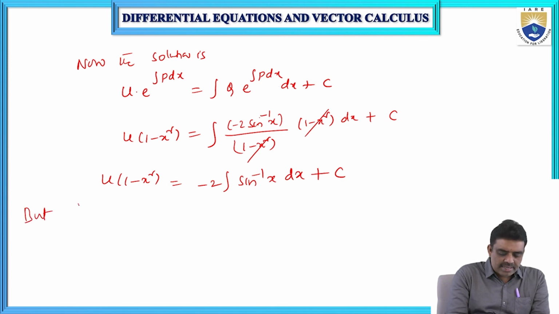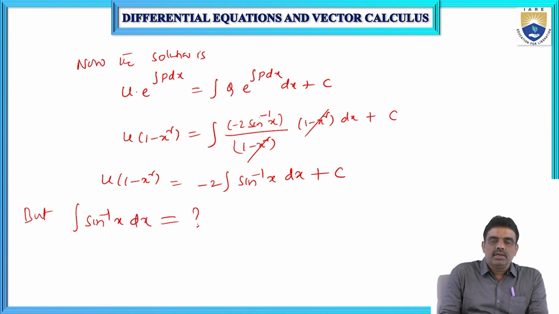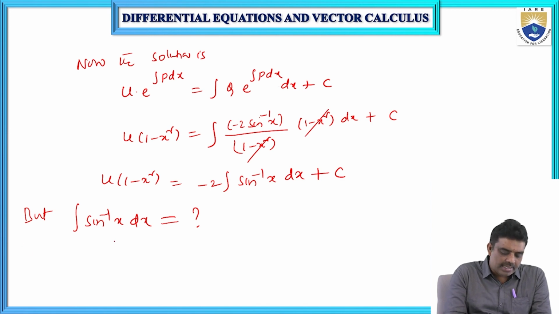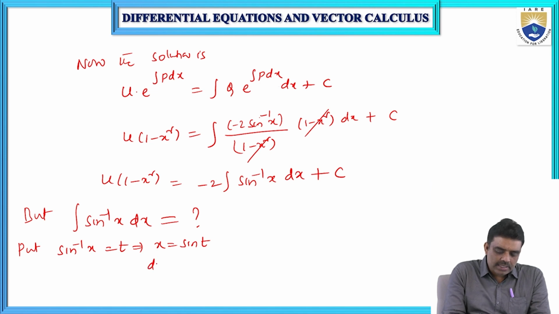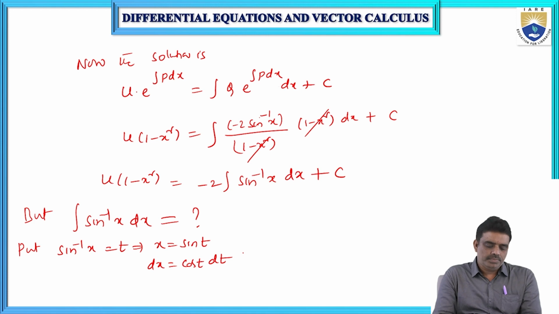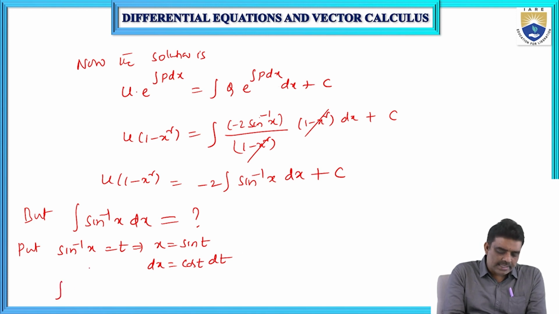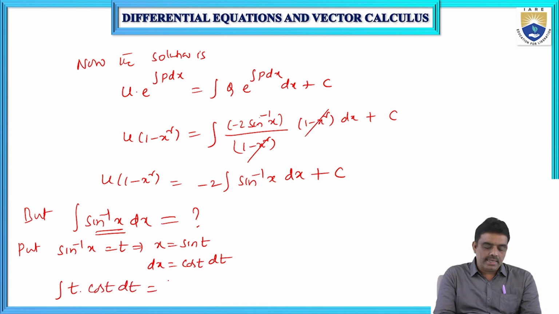But what is integral sine inverse x dx? You have to calculate this. Already we have the formula. If you remember the formula, you can use it, or you can put sine inverse x is equal to t, or x is equal to sine t. Then dx is equal to cos t dt. So the integral of sine inverse x dx becomes integral t cos t dt.